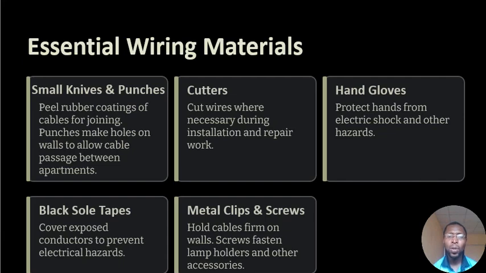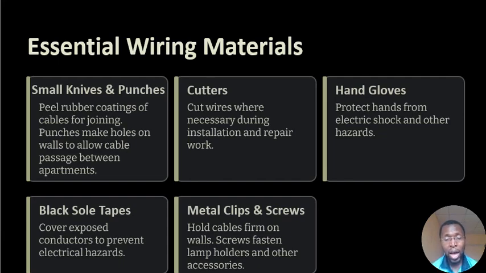So what are the essential wiring materials aside from the ones we have mentioned? We have the small knives and punches. These are used for joining. The punches are used in making holes in the wall. Alright, and we have the cutters as well. The cutters are used to cut wires where necessary during installation and repair work.